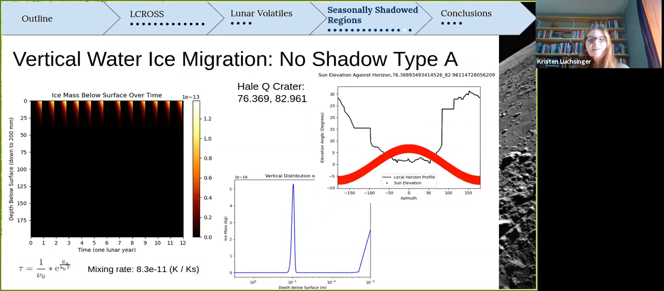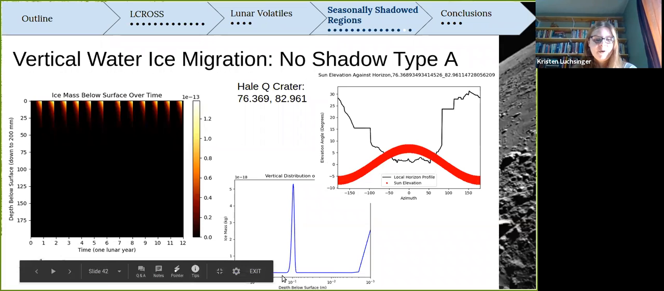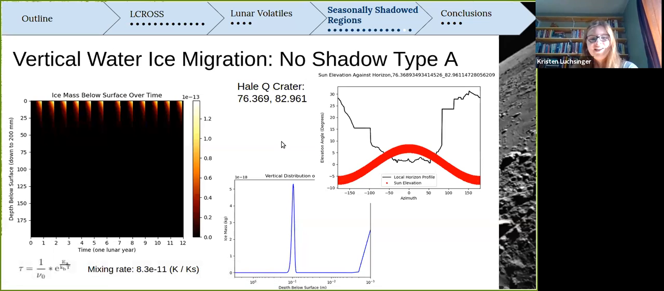If we're looking at non-shadow type A, this is the opposite case. This is for Hale Q crater. You get 12 sunrises. The ice will migrate downwards during the lunar night, and then pretty much immediately is excavated as soon as the sun rises. And you have 12 of these triangular signatures, very much as expected. The sun is never below the horizon at any point during the year. You get a tiny peak, but at a small enough mass that it's essentially a random remnant, right? So this little peak is not what I would consider an actual suggestion of a sequestered deposit. There's nothing going on in the overtime ice mass tracking plot to suggest any sort of real interaction between sequestered and transient.